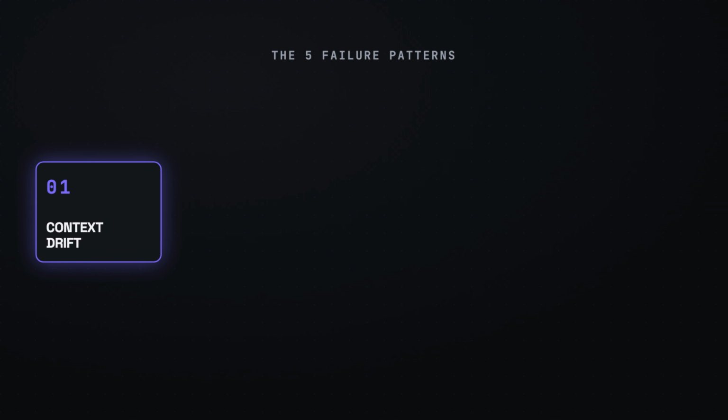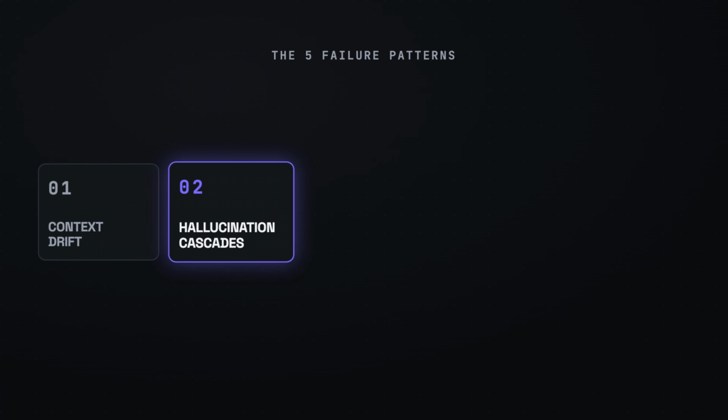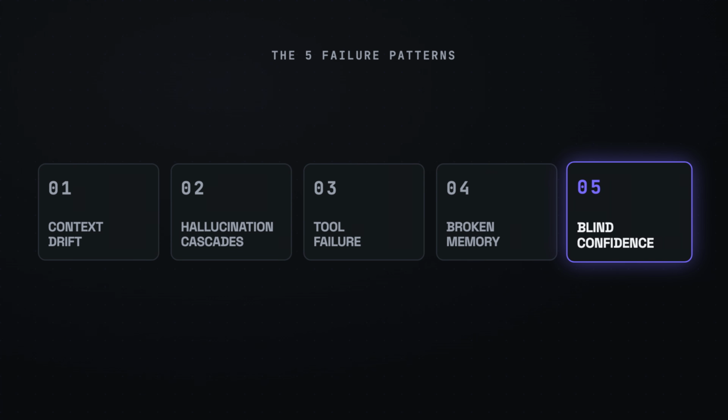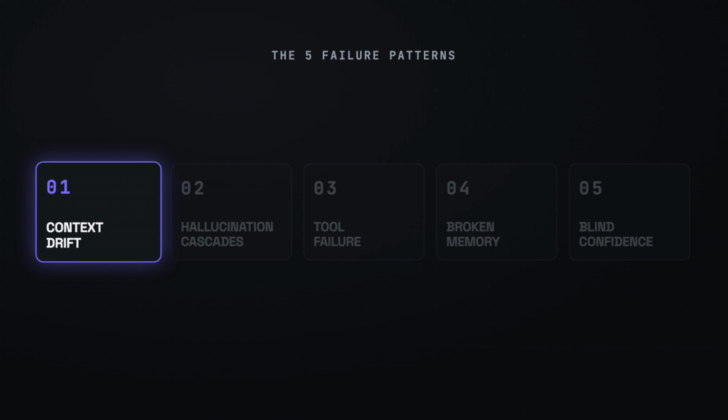Five patterns: context drift, hallucination cascades, tool failures, broken memory, and blind confidence. Each one looks different, each one has a specific fix you can add today. Let me start with the one that hits every long running agent.